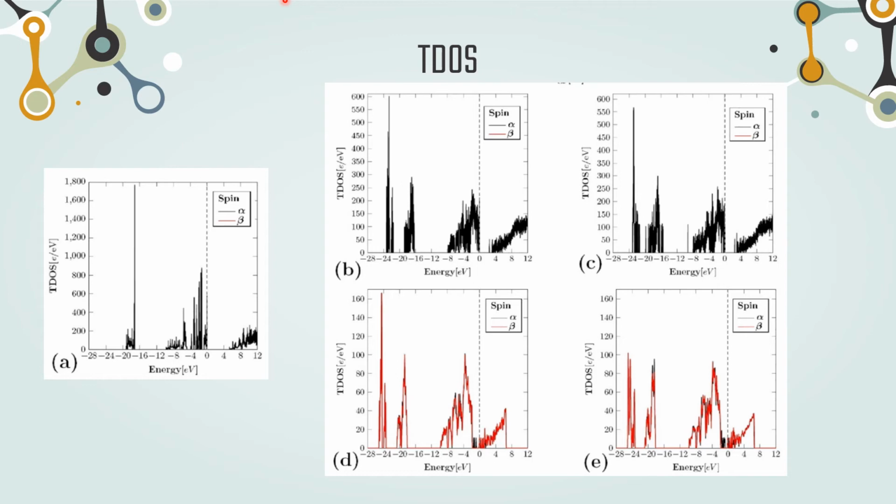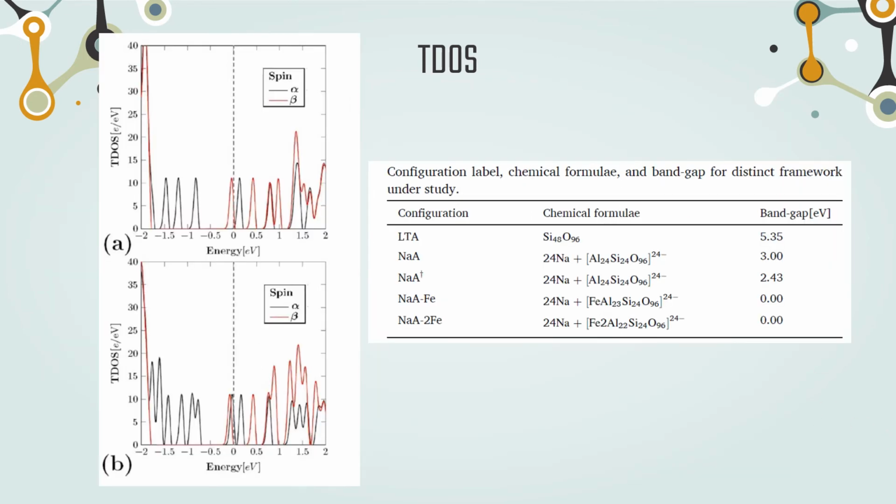Roughly speaking, it is observed that when aluminum is introduced in combination with the pure silica configuration, the band gap is considerably reduced. However, when iron is introduced, not only is the band gap reduced to zero, but also magnetic properties are exhibited. In this figure, a magnification around the Fermi level has been made to obtain more detailed magnetic behavior.